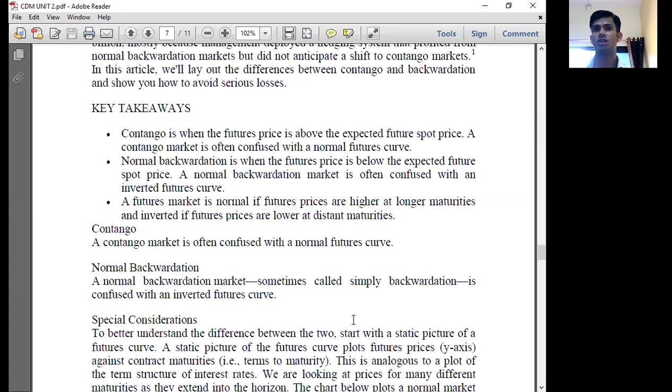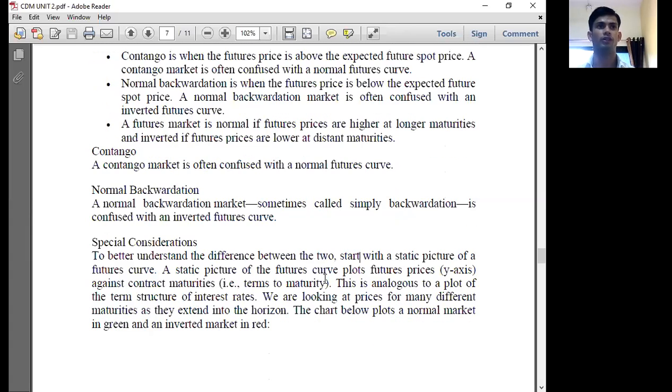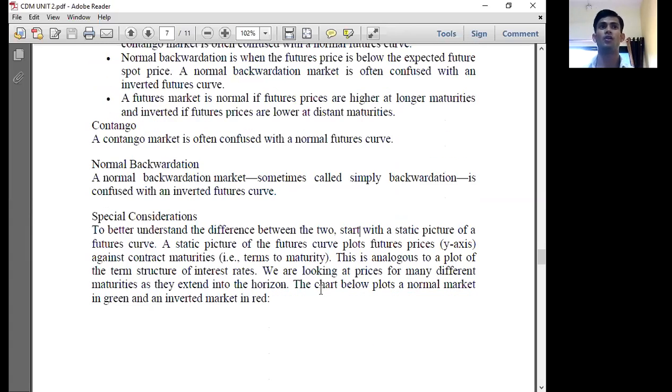Spot price, the backwardation is Canada spot. A future market is normal when the future price is higher at longer maturities, and inverted when the future price is lower. We discuss that the future price is higher than your current price. Okay. Then the contango market is often confused with the normal future curve. Sometimes it is confused with the normal backwardation.